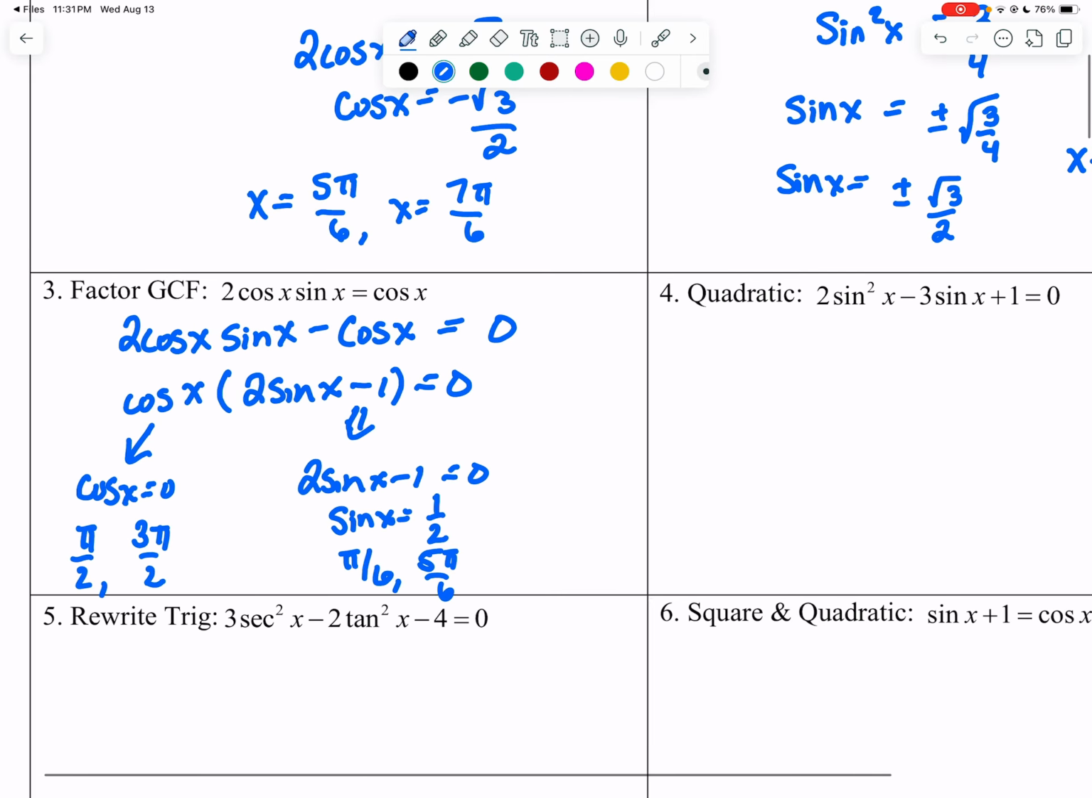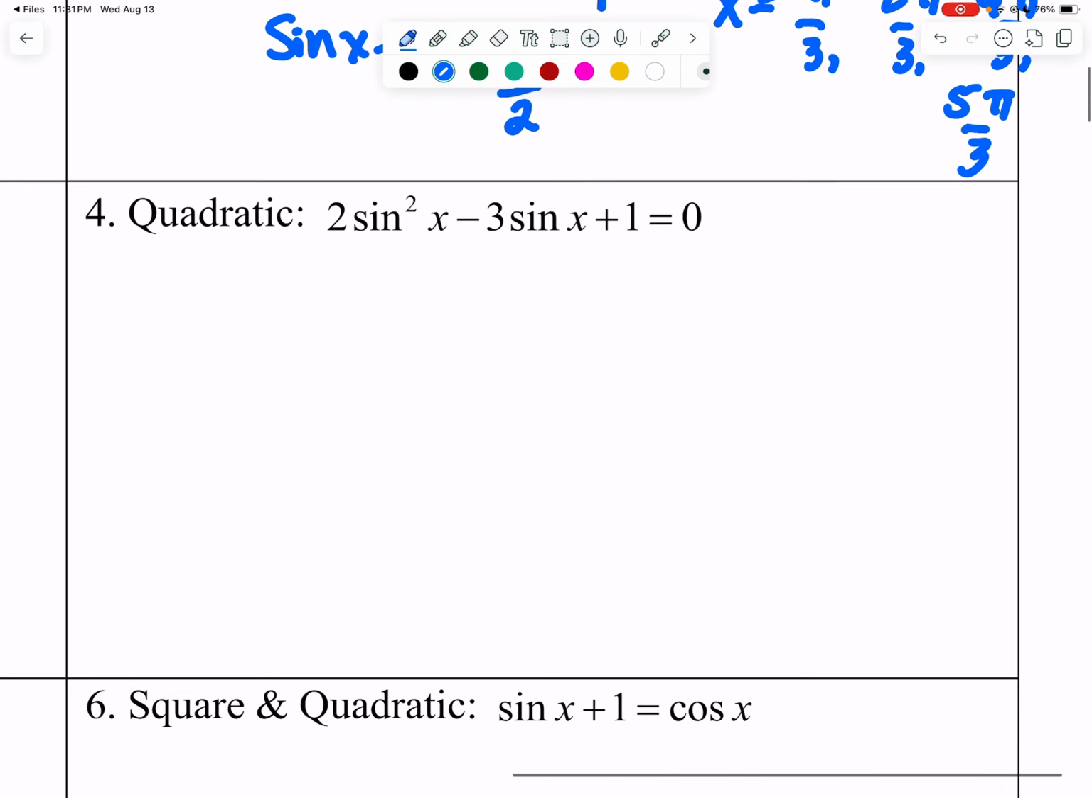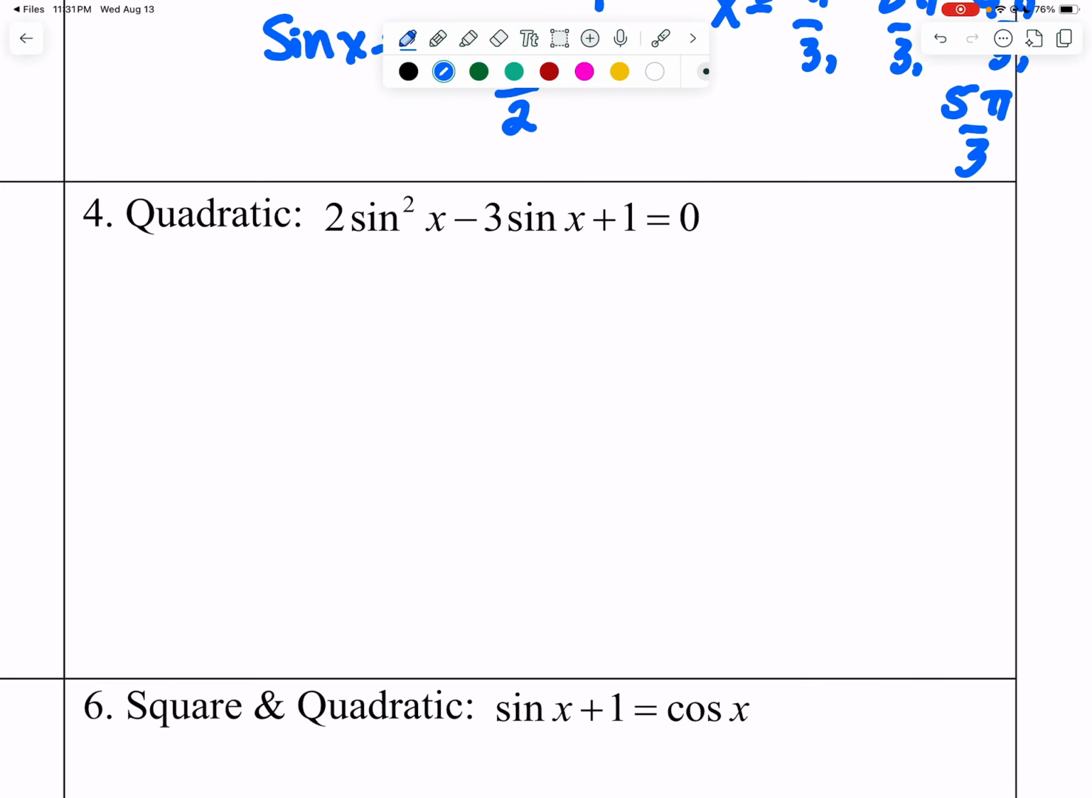All right, so number 4, this is where we kind of get into it. It's not hard. It's a quadratic. Hopefully we know how to factor by now. What I'm going to do here is substitute in sine so that I'm going to say u is equal to sine of x. So we're doing some sort of u substitution here. So anytime I see sine of x, I'm going to replace it with u.